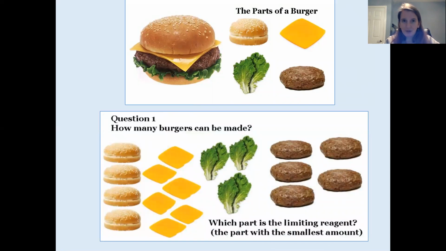So if we look at another food example, it's making me hungry. If we want a good hamburger, we've got to have a bun, cheese, lettuce, and of course the hamburger patty. So if we have 4 buns, 5 pieces of cheese, 3 lettuce leaves, and 5 hamburger patties, first question, how many hamburgers can we make? Based on this recipe up here, we can only make 3 hamburgers because we only have enough lettuce to make 3 hamburgers. That means our limiting reactant is our lettuce. Everything else is in excess, okay?